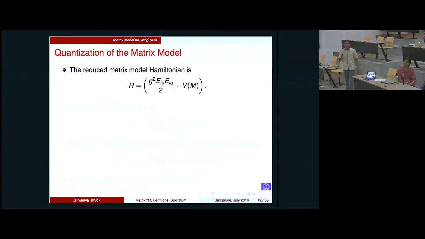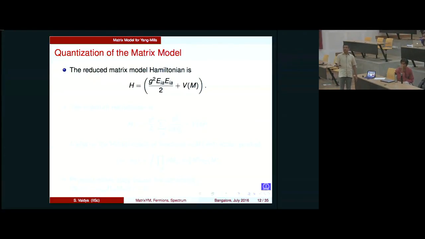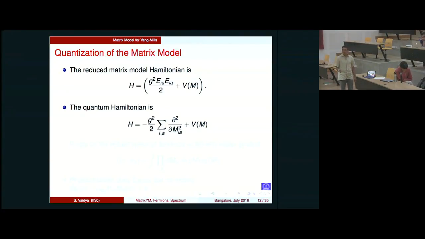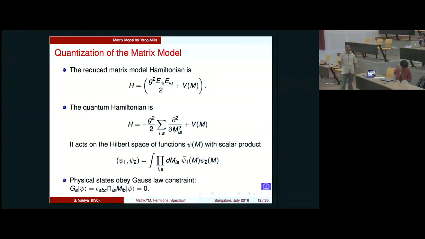Okay. So the matrix model that I'm going to be playing around with has this Hamiltonian, which is g squared times E squared plus the potential V. The quantum version of this Hamiltonian is that I just replace the pi by minus i del del M. This is my Hamiltonian. It acts on the Hilbert space with this scalar product. And of course, I have to make sure that the physical Hilbert space is made up of states that are annihilated by the Gauss law.